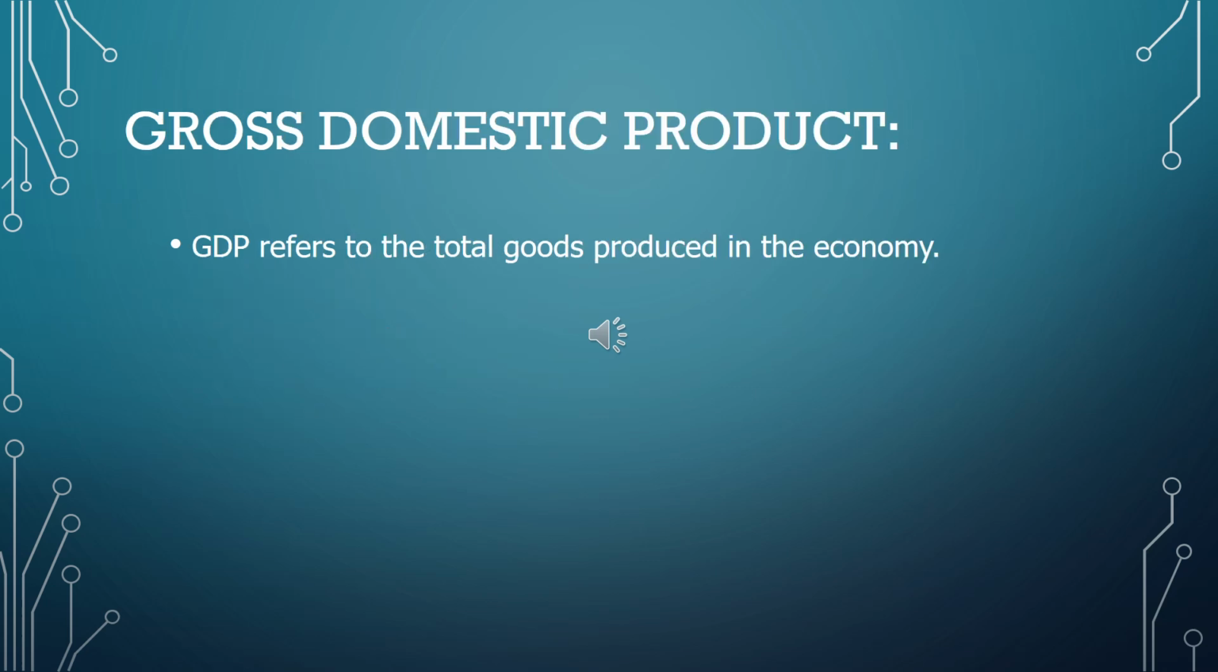Very frequently used whenever you are studying economics or stats is gross domestic product. GDP refers to the total goods produced in the economy. Whatever production is being done by the entire production houses, that is called gross domestic product.